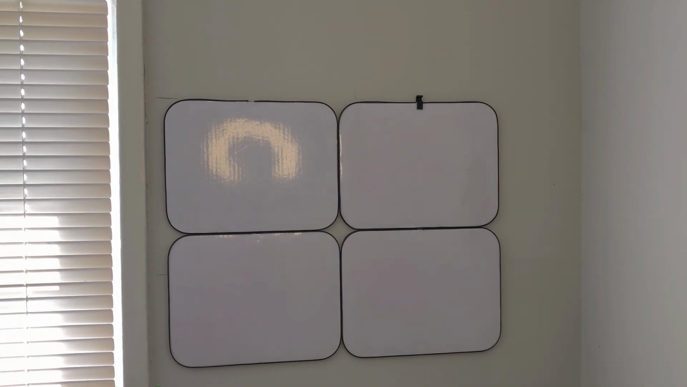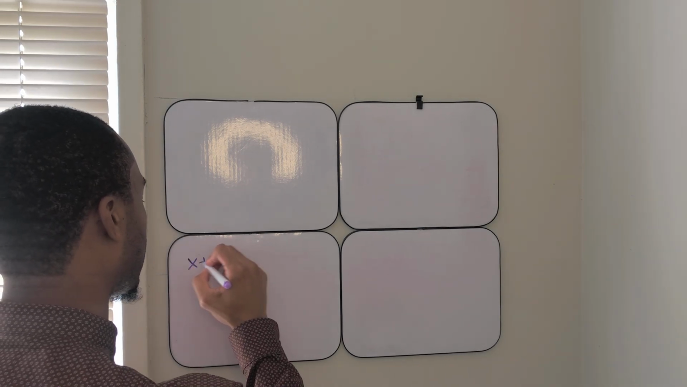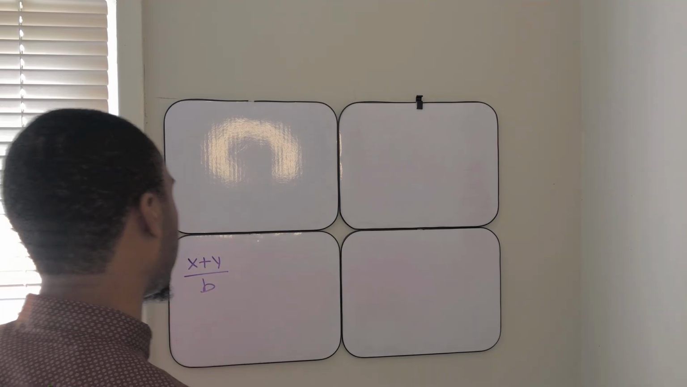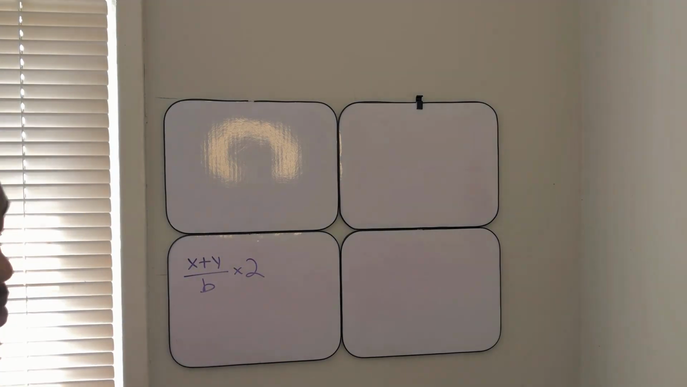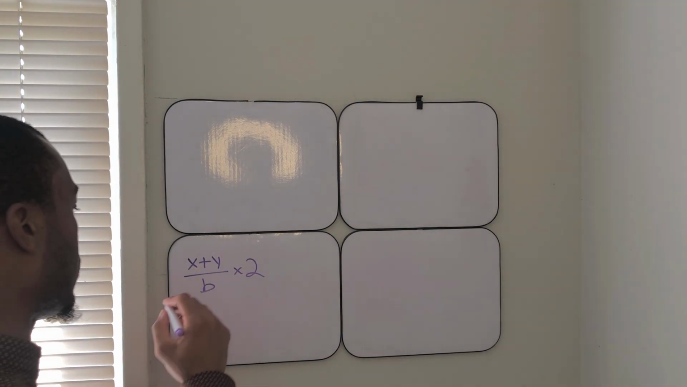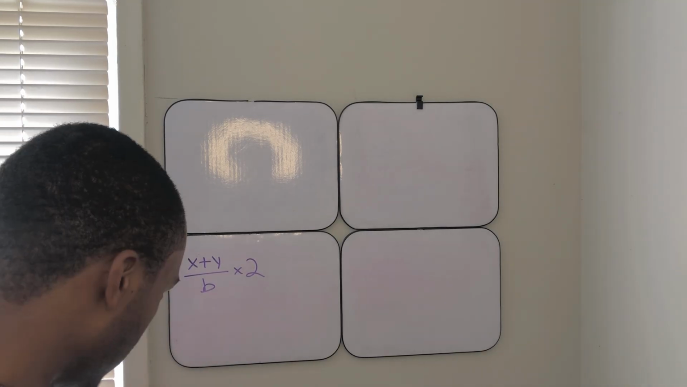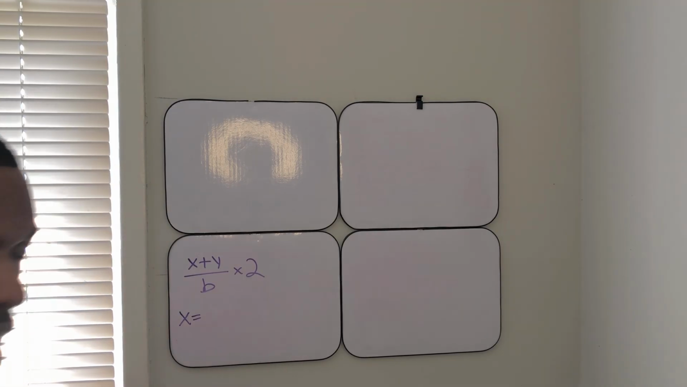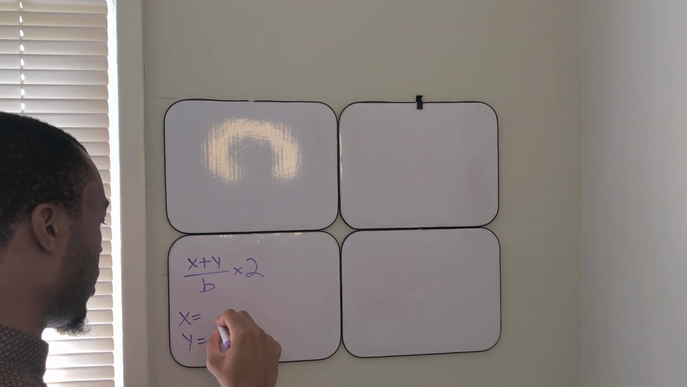Let's do something like this. Let's say we had x plus y over b, times 2. So now we've got x plus y divided by b, times 2. We're going to let x equal... well, you can take a second. We've got x, and then y, and then b.